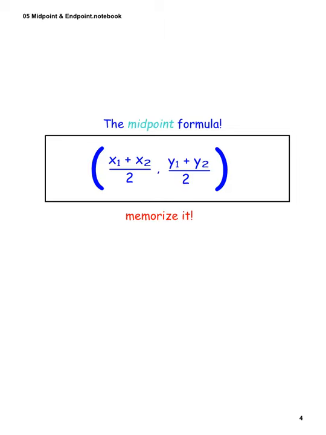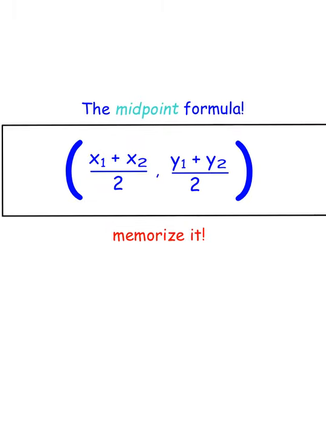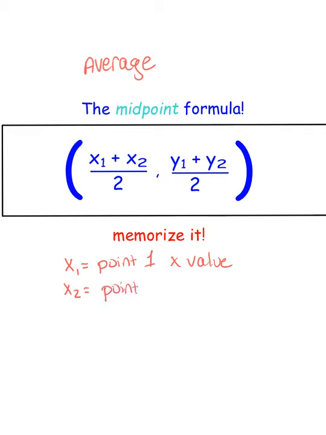The midpoint formula is what's shown on your screen. You need to memorize it. When you're thinking about midpoints, think about the average between 2 points. If you don't remember, or have never seen it, x1 means point 1, the x value. x2 means point 2, the x value. y1 means point 1, the y value, and y2 means point 2, the y value.